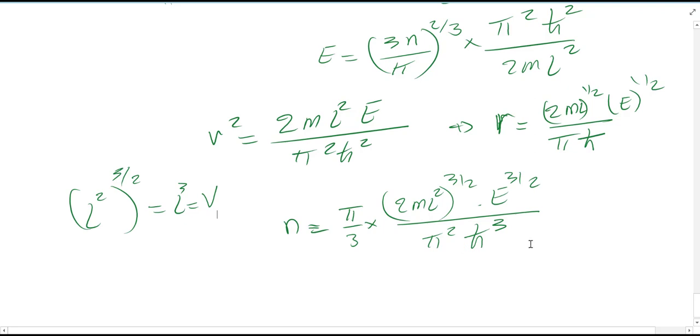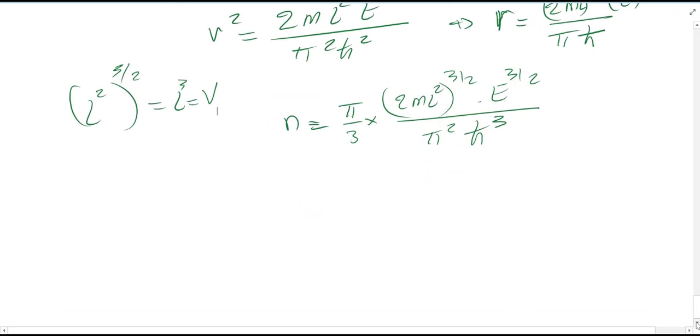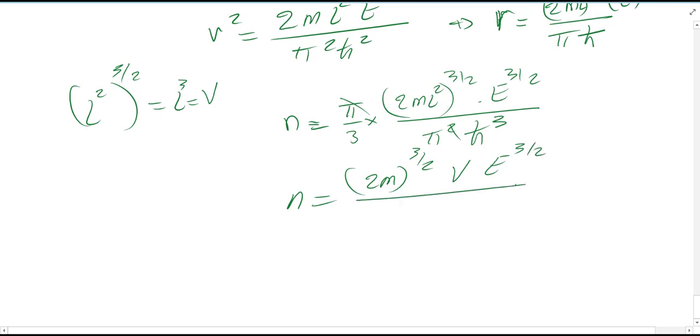And then it's a matter of algebra to get, I will have pi h bar squared, then I have 2m to the power 3/2, then I have a 3 in there. So it's basically rewriting this expression. So n is going to be, cancel this with that, and writing it out, 2m to the power 3/2 times the volume times E to the power 3/2 divided by 3 pi h bar squared.